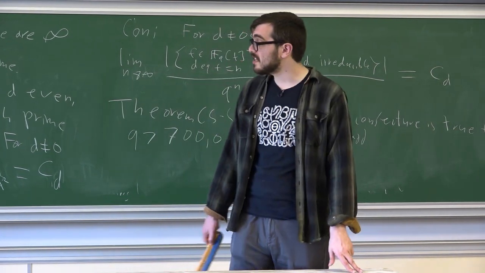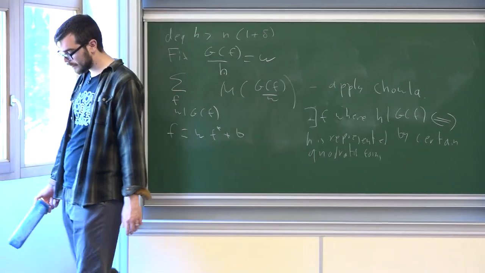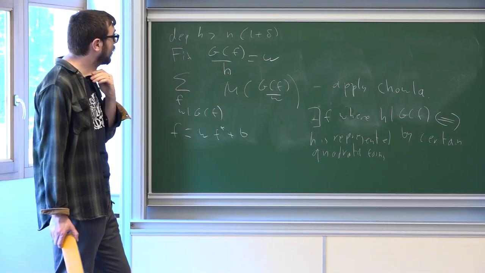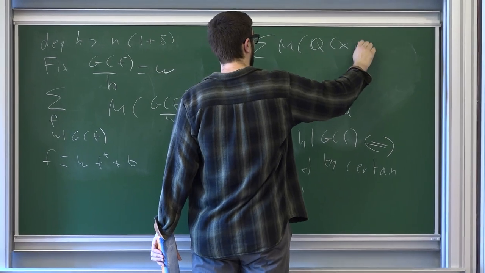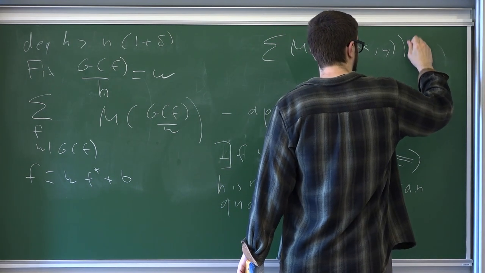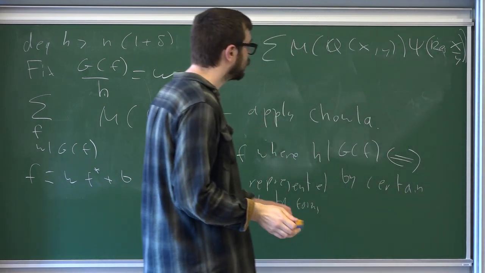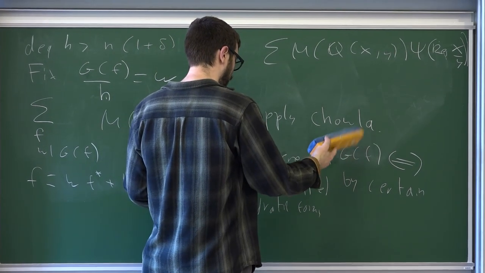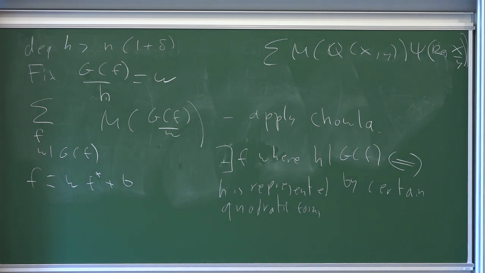So we had to redo in the setting of polynomials over finite fields a bunch of the classical theory of quadratic forms. And what you end up with is a sum of Mobius evaluated at some kind of quadratic form. But then you end up with some weird extra terms, like additive characters applied to the ratio of x and y. Which comes from basically, if you want to know if h divides g of f for some f in terms of quadratic forms, that's more simple. But if you want to know h divides g of f for f of a particular degree in terms of quadratic forms, it gets a little bit more complicated.